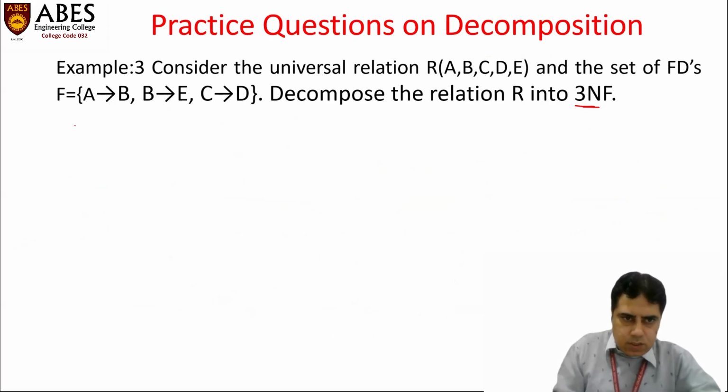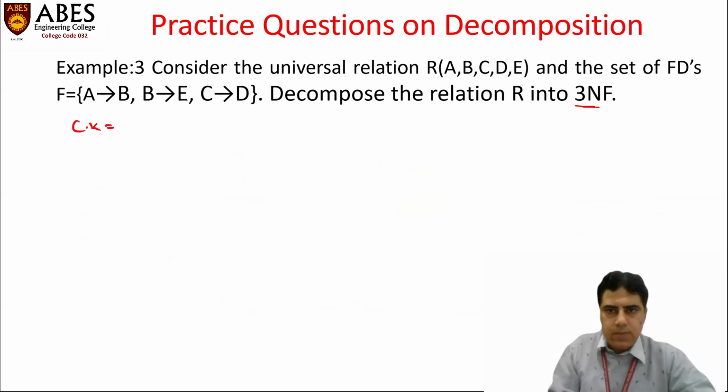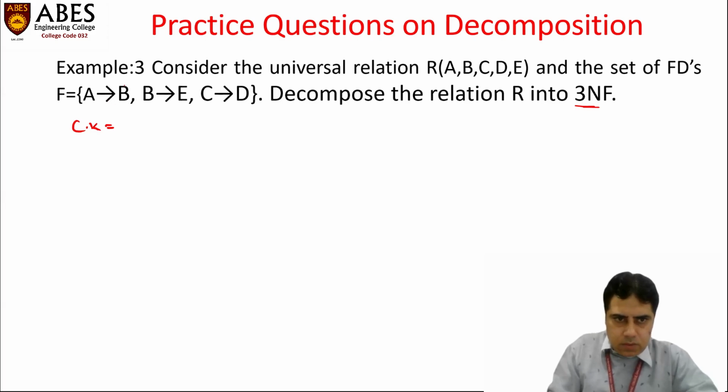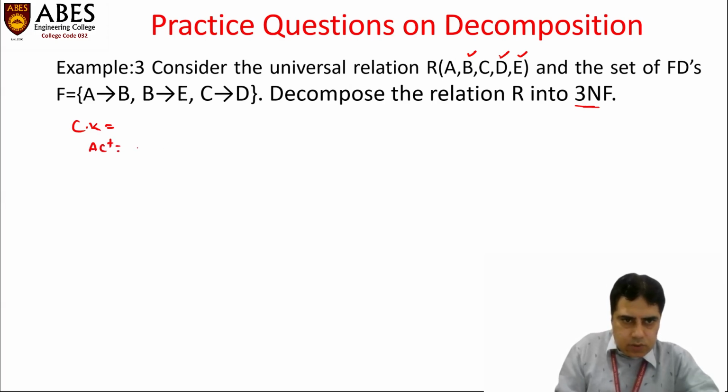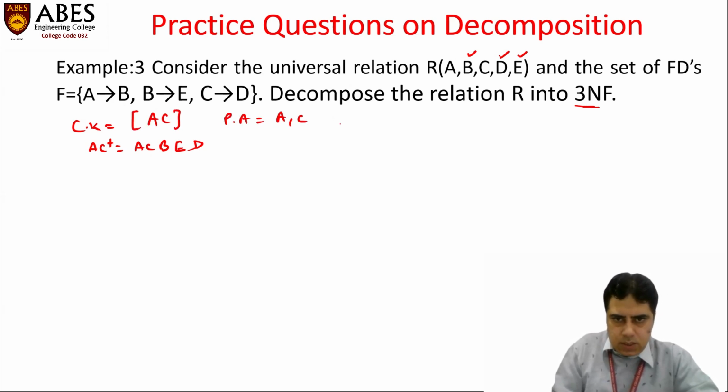The same procedure. First, we have to find out the candidate key. Now, B, E, and D appear on the right side. Missing attributes are A and C. Take the attribute closure of AC. From A we can determine B, from B we can determine E, and from C we can determine D. So all the attributes are determined. So the candidate key is AC. Now prime attributes are A and C, and non-prime attributes are B, D, and E.